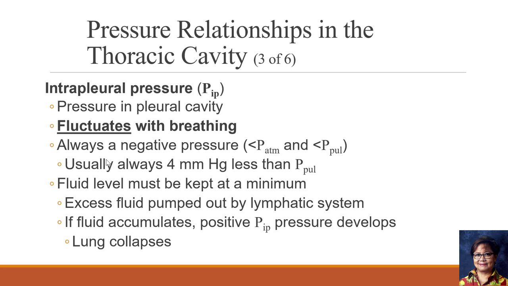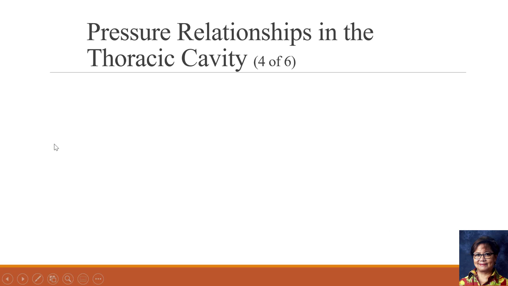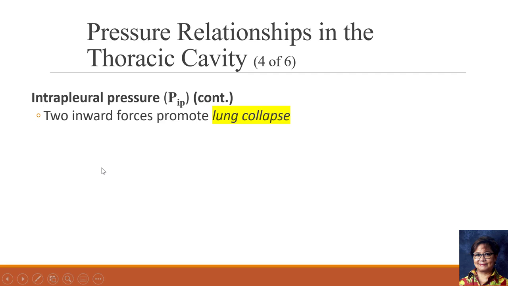Therefore, the fluid in the intrapleural area is always kept at a minimum. If there is excess fluid there, it should be pumped out by our lymphatic system; it has to be reabsorbed. If fluid accumulates there, positive pressure would develop in the intrapleural space, and that would cause the lungs to collapse. It could cause what you call a pneumothorax. So the intrapleural pressure, known as the PIP, are the two inward forces that can promote collapse of the lungs.